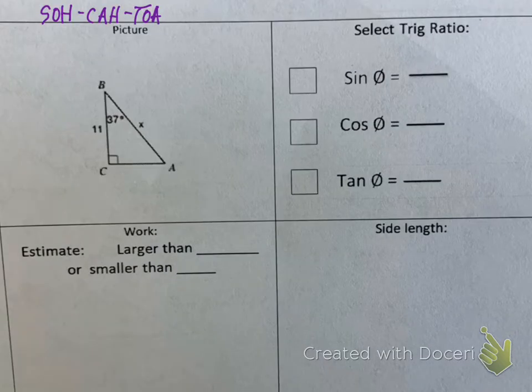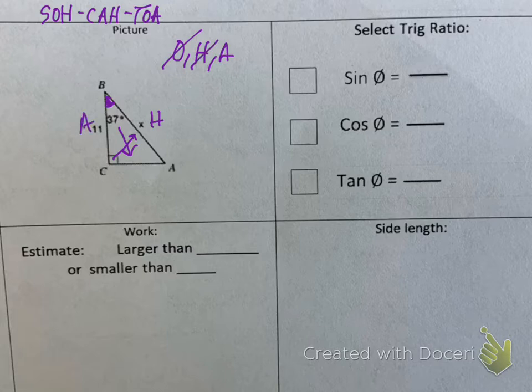For our third picture, I noticed that 37 degrees is our reference angle. So I'm going to start labeling my opposite, hypotenuse, and adjacent. So directly across the 37 degrees would be my opposite side, but there's nothing there. It's completely blank. So I'm going to cross out opposite. Next, I'm going to identify the hypotenuse, which is across the 90, which is my variable here. So my hypotenuse is x. And then lastly, 11 would be my adjacent side.